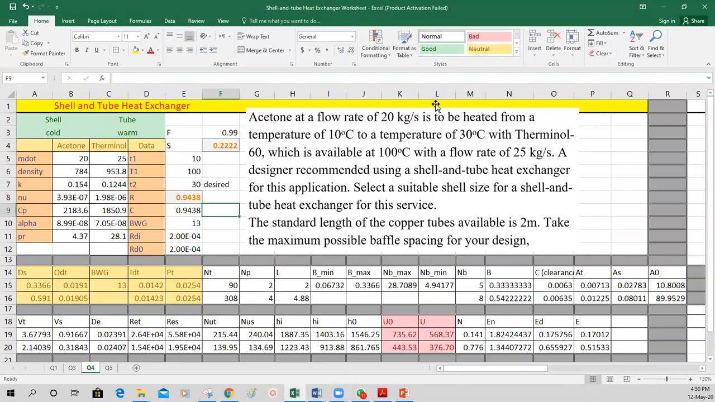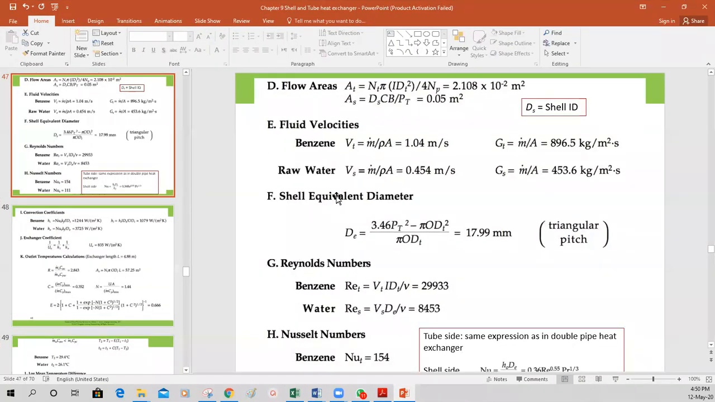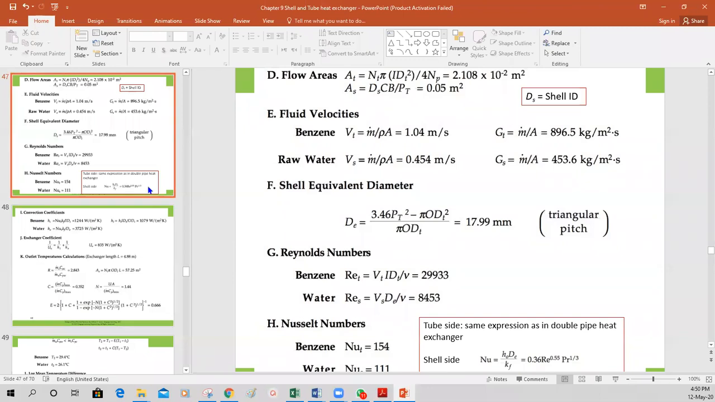Okay, so we got the Reynolds number and then we need to calculate the Nusselt numbers. Can I summarize the final solution now, because the rest of the steps are almost the same as the double pipe heat exchanger. After the Reynolds number, I'm taking the example from the previous question.